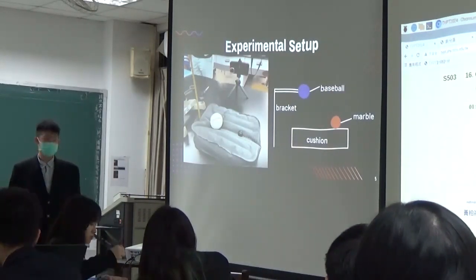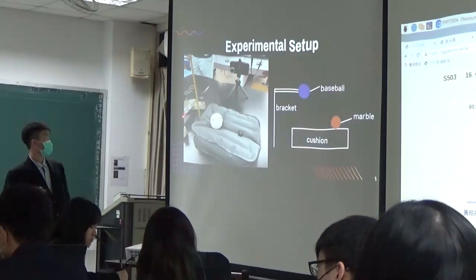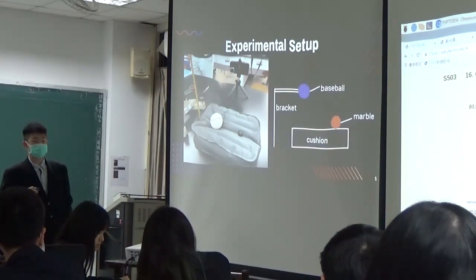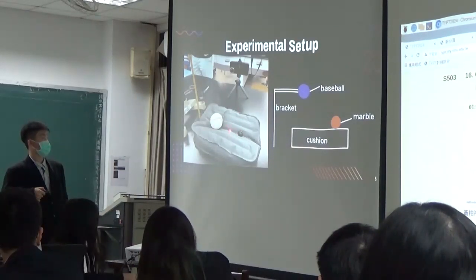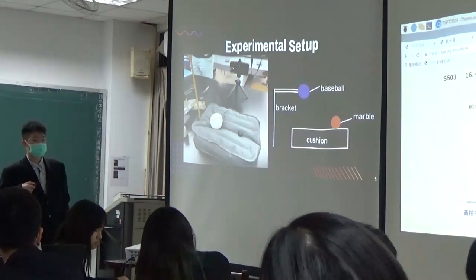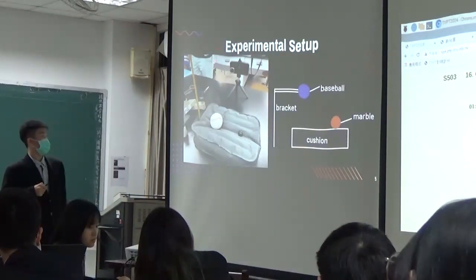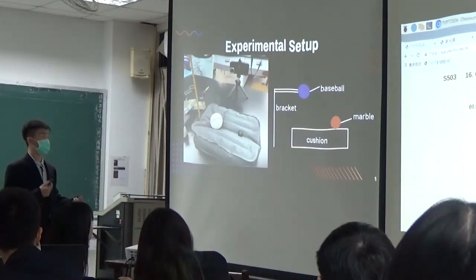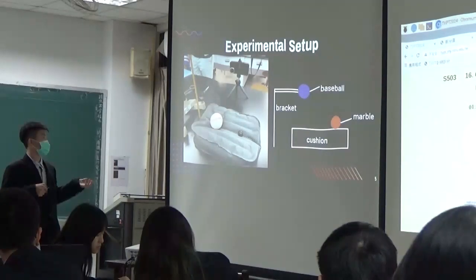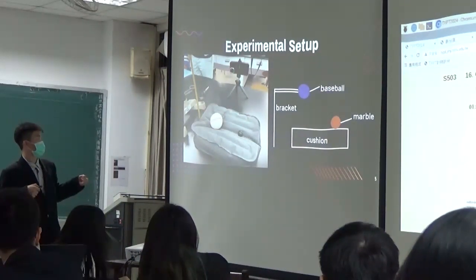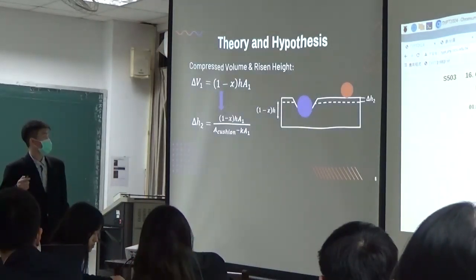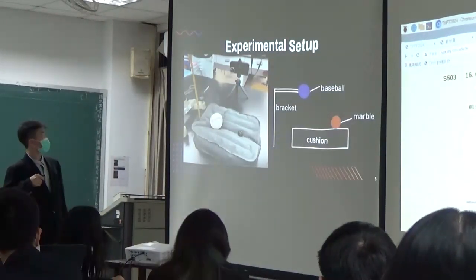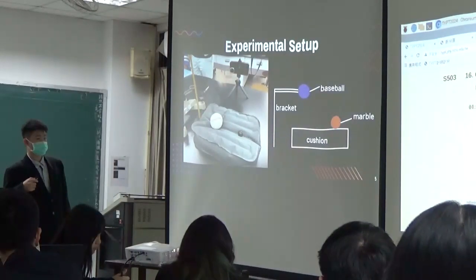And so this is our experimental setup. This is our brackets, and this is the tape ruler that we measure the height. There's a baseball we used, a marble here, and a cushion. Then we use this camera to record the whole process. We have a computer here, and we use Tracker to track the motion of the marble and the motion of the baseball. And we have a claw over here so that we can control the height.